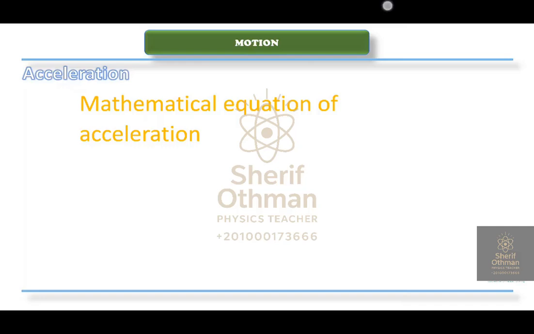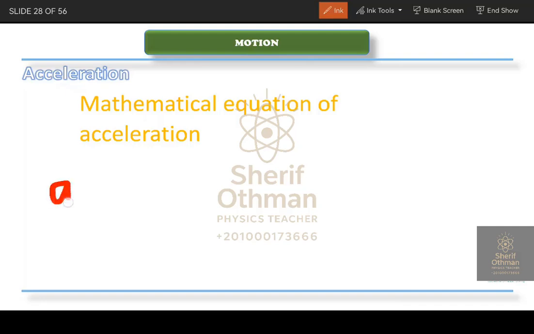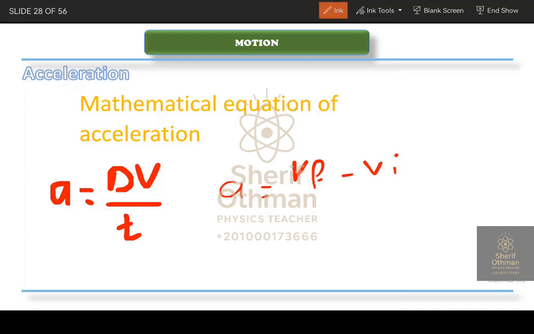Mathematical equation of acceleration. We said, guys, acceleration is the change in velocity by time. So A is equal to the change in velocity by time. Change in velocity means V final, the final velocity, minus V initial, over time. Any change that occurs in our life occurs by time. So A is equal to V final minus V initial over time, where V final is the final velocity, V initial is the initial velocity, and T is the time.